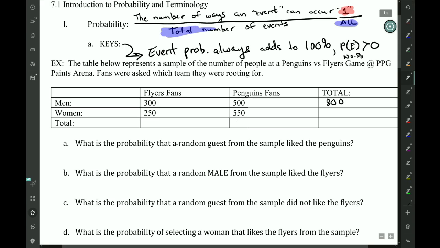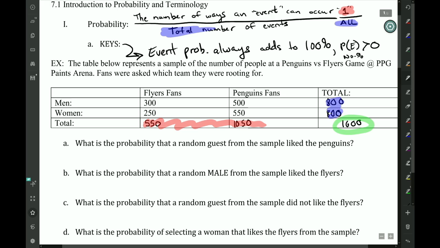So we have 800 men in total. We have 800 women in total. And if we go down the columns as well, of Flyers fans we have 550, and Penguins fans we have 1,050. And in the end, both of these columns and both of these rows should equal the 1600. So if you do that, it checks out.